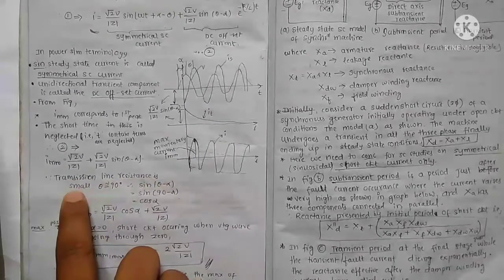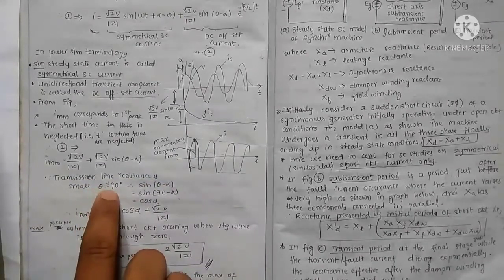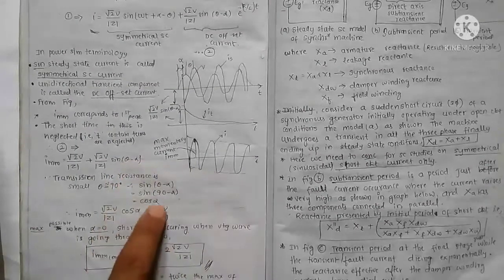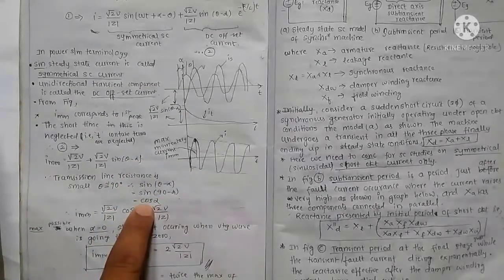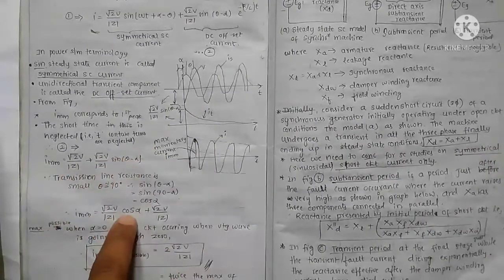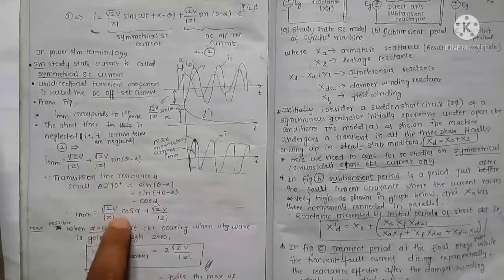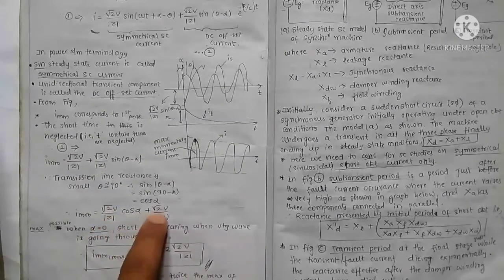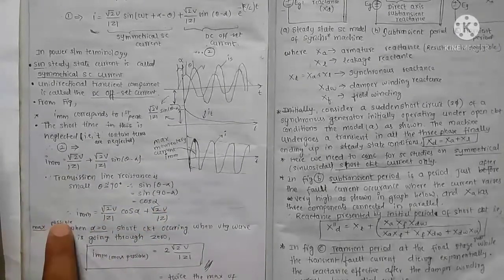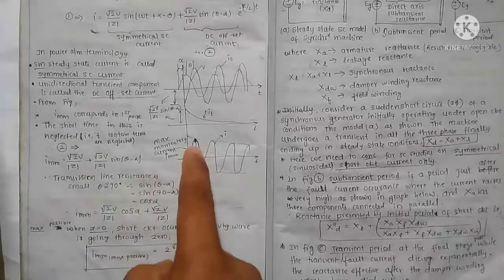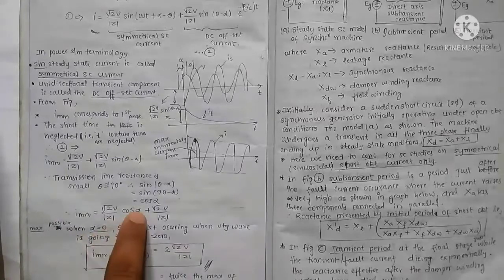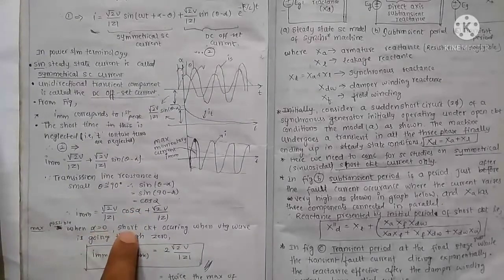Transmission line resistance is small, that is, theta is approximately 90 degrees. For sin(theta minus alpha), we'll put 90 minus alpha, we'll get cos alpha. We'll just replace it, just the order is changed here: root 2 V cos alpha plus root 2 V by magnitude Z. Finally, this I_MM is maximum possible when alpha is equal to 0. When alpha is equal to 0, maximum possible.